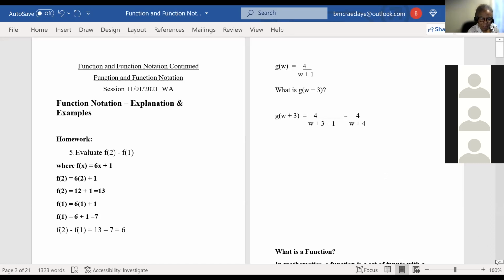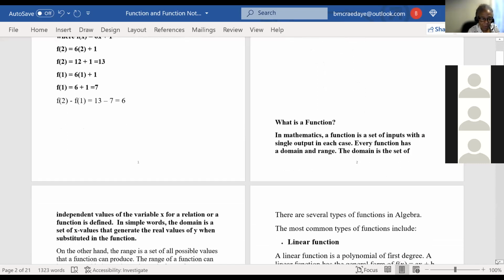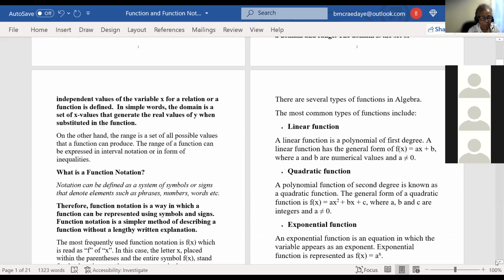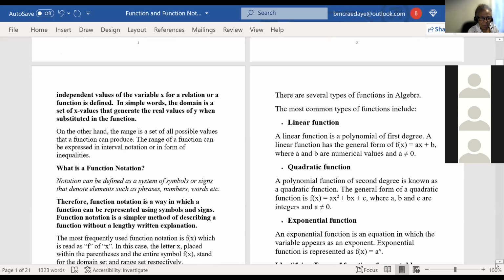Let's see if there's any others on here we can do. Okay, now remember functions can be linear, quadratic, or exponential. How do you know from an equation which one's linear, which one's quadratic, which one is exponential? Vanessa, how would you tell from an equation? Linear have a straight line.